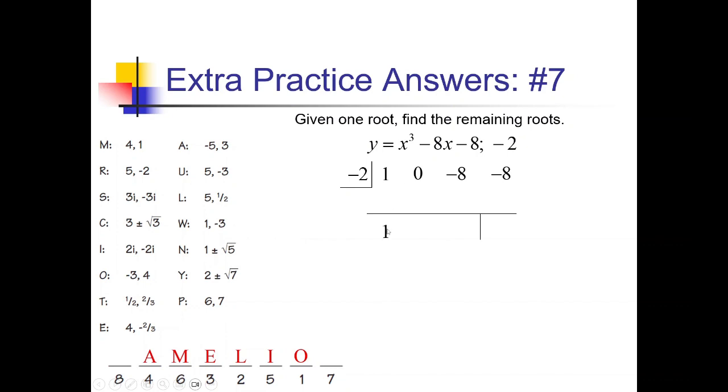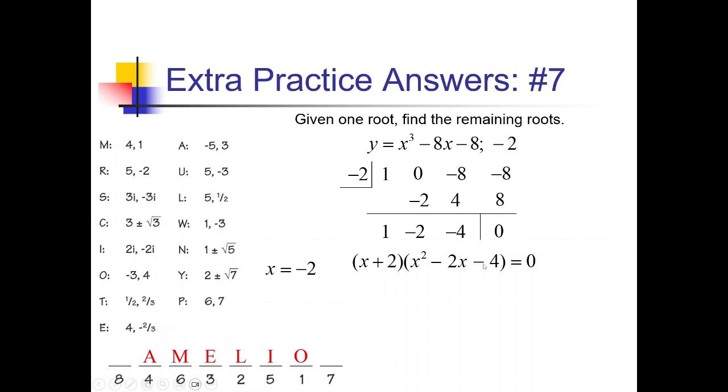So we bring down our 1, times negative 2 is negative 2, plus 0 is negative 2, times negative 2 gives me 4, plus negative 8 is going to be negative 4, times negative 2 gives me positive 8, and all that adds up to 0. So I've got x plus 2, x squared minus 2x minus 4. And we have x equals negative 2 for that first one, which we already had.